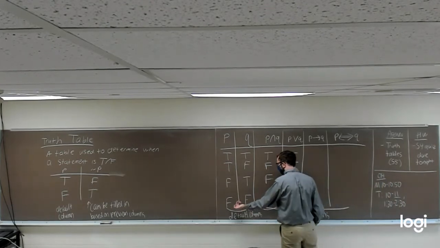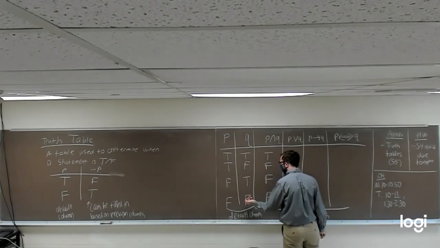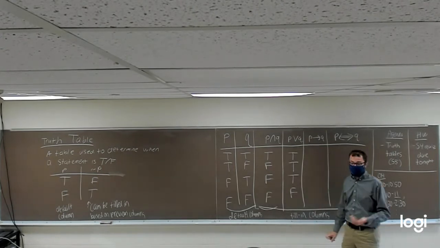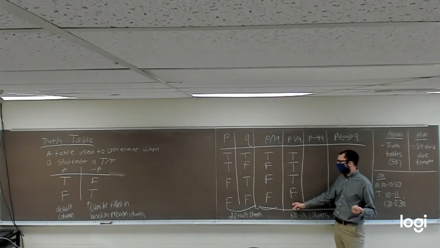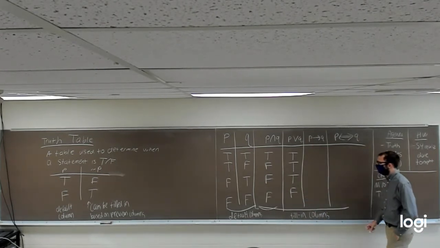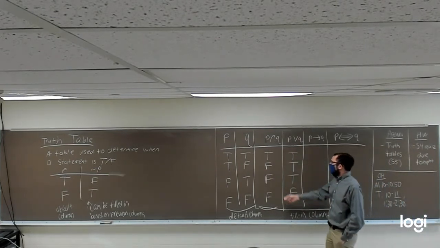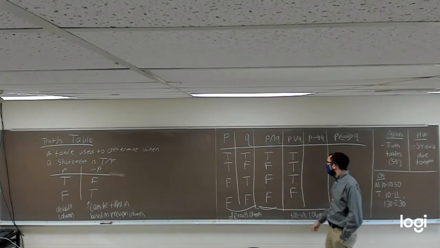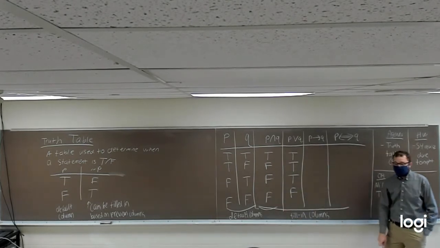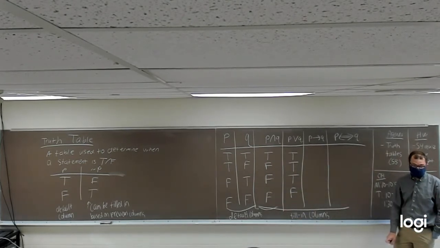And in the last row, both P and Q are false, which is the only circumstance under which the or statement P or Q is going to be false. So unlike the P and Q column, which had true, false, false, false, the P or Q column is going to have true, true, true, false.